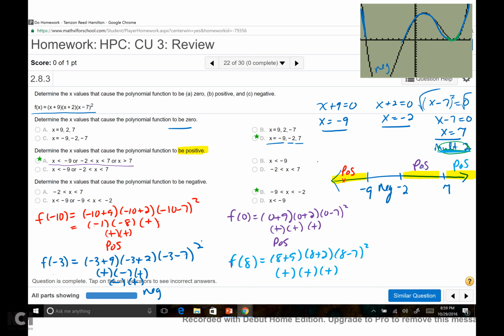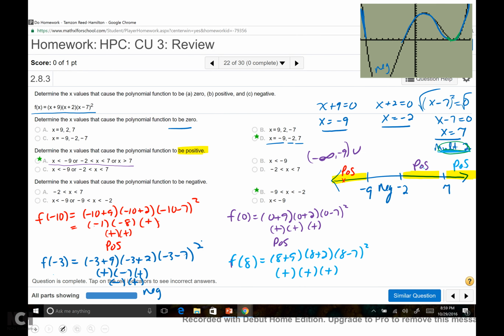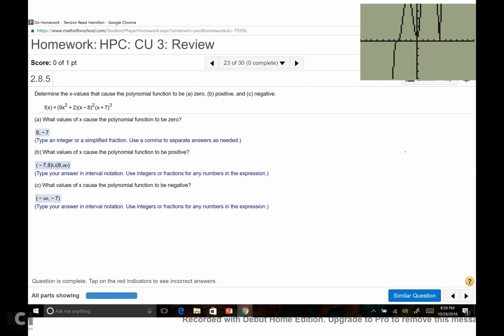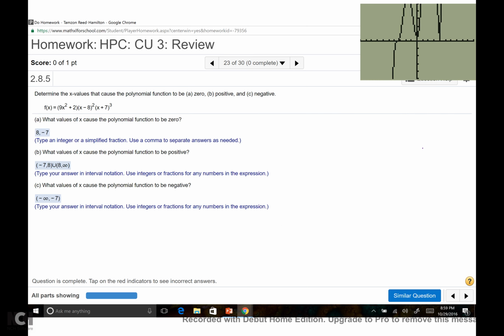Interval notation is positive from negative infinity to negative 9, union, negative 2 to 7, union, 7 to infinity.